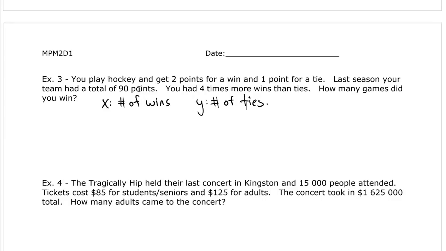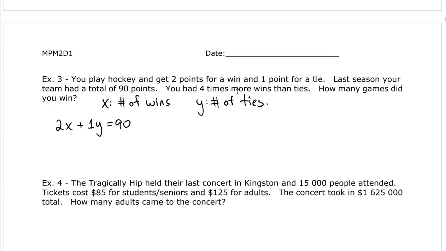Our team will have a certain number of wins, and for each win, we'll have 2 points. So 2 times the number of wins, which is x, plus the number of ties, since you get 1 point for a tie, so plus 1y, 1 times the number of ties, gives us a total of 90 points. Obviously, losing a game doesn't give you any points, so there's no variable for losing.